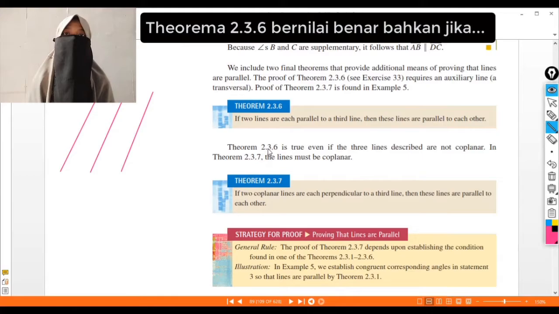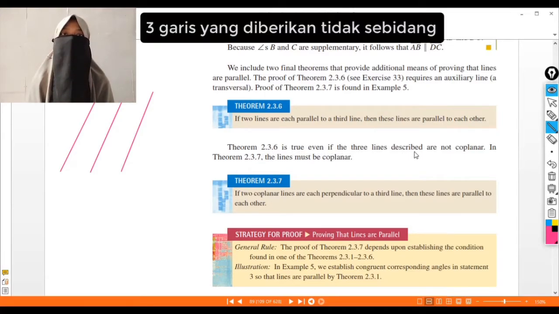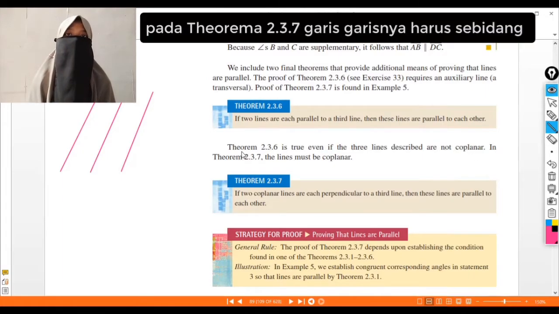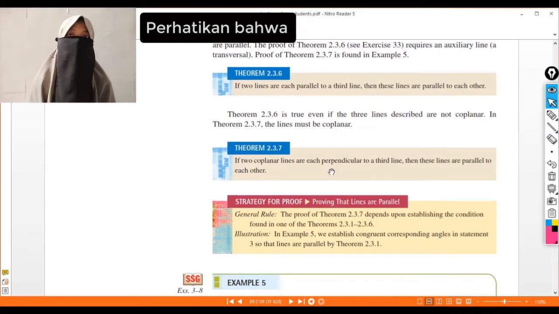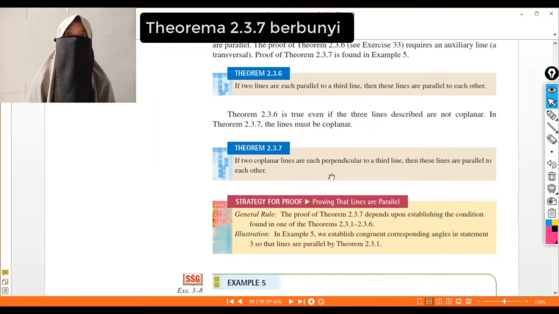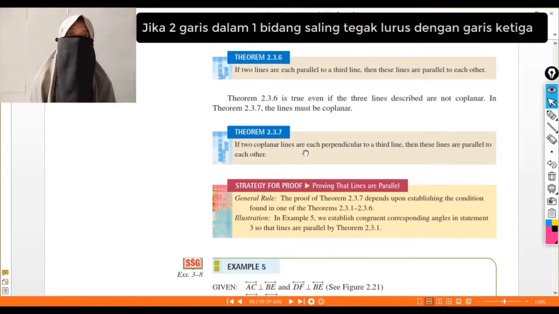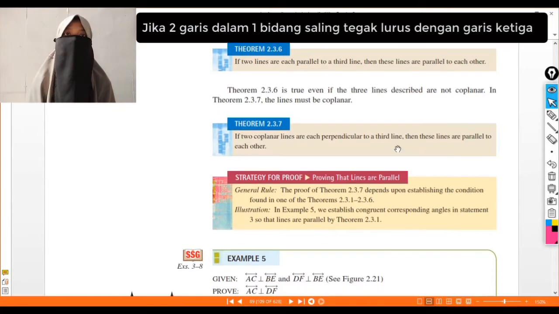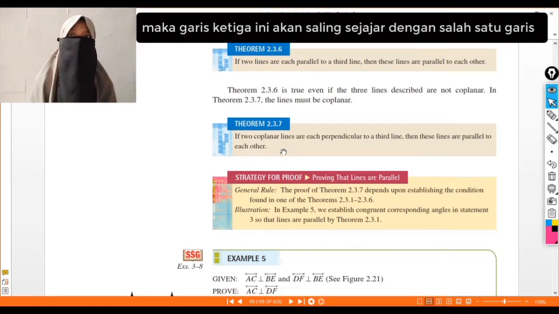Theorem 2.3.6 is true even if the three lines described are not coplanar. In theorem 2.3.7, the lines must be coplanar. See that theorem 2.3.7: if two coplanar lines are each perpendicular to a straight line, then these lines are parallel to each other.